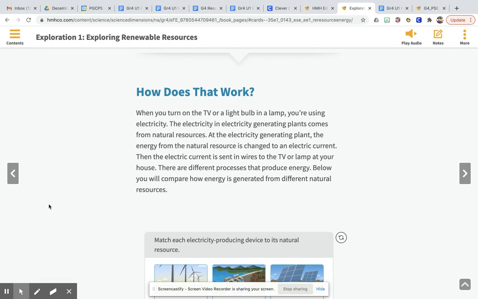How does that work? When you turn on the TV or a light bulb in a lamp, you're using electricity. The electricity in electricity generating plants comes from natural resources. At the electricity generating plant, the energy from the natural resource is changed to an electric current. Then the electric current is sent in wires to the lamp or TV at your house. There are different processes that produce energy. Below, you will compare how energy is generated from different natural resources.